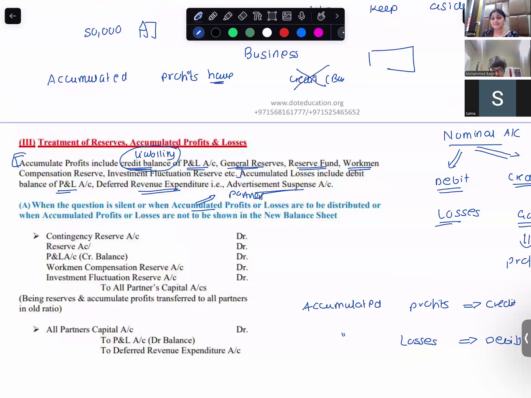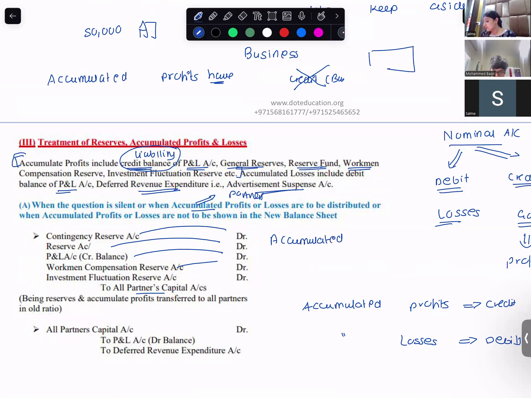Accumulated profits will close and be given to the partners. Anything given to the partners goes on the credit side of the partner's capital account. So if the question is silent, or tells you to give the accumulated profits to the partners, the profits will close. Profits have a credit balance, so you will debit them, whatever the name is: workmen compensation fund, investment fluctuation reserve, contingency reserve, reserve account, profit or loss account. It will close, so you will debit it and give it to the partners, saying partner's capital account credit. This is the treatment for accumulated profits.